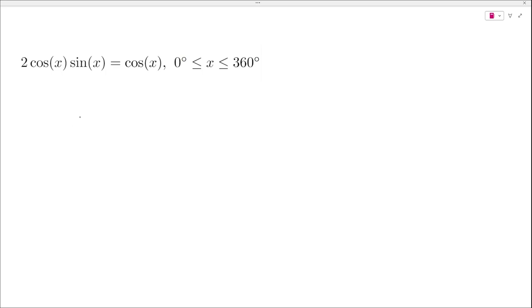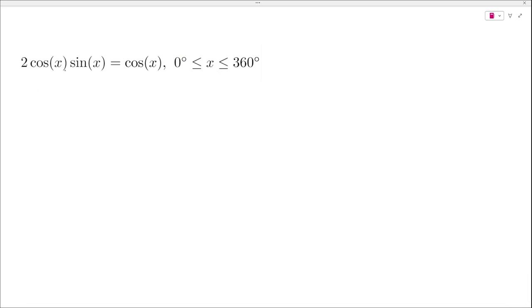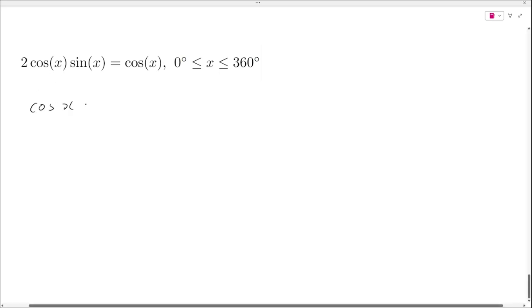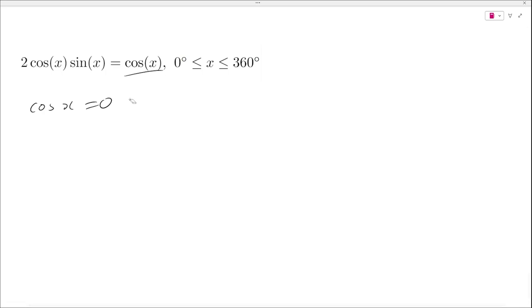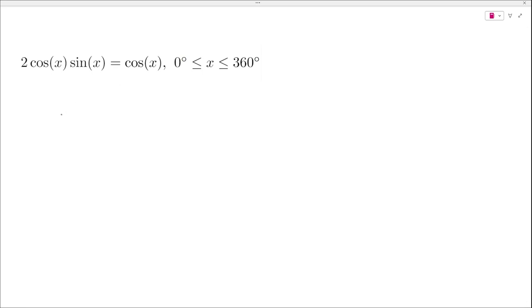So let's get started. The common issue with this question is that it's a little bit of a trick question, because a lot of students will come into this and think that they can simply divide both sides by cos of x and simplify the problem to 2 sine x equals 1. But if we do that, then we are doing something very, very egregious, because cos of x could very well equal 0, right? So we should definitely not divide by cos of x, okay? That's the most common issue encountered with this particular question.